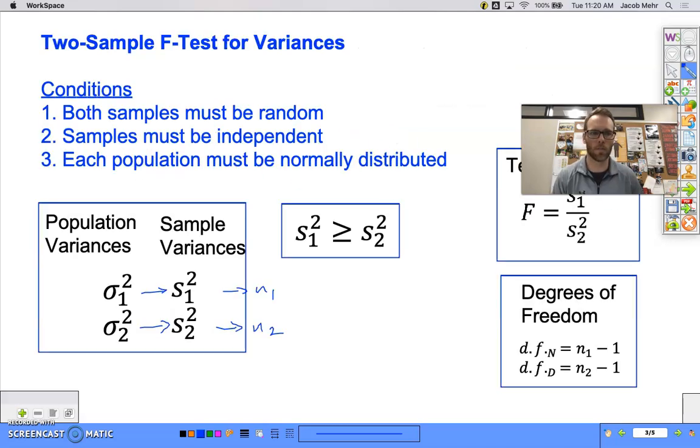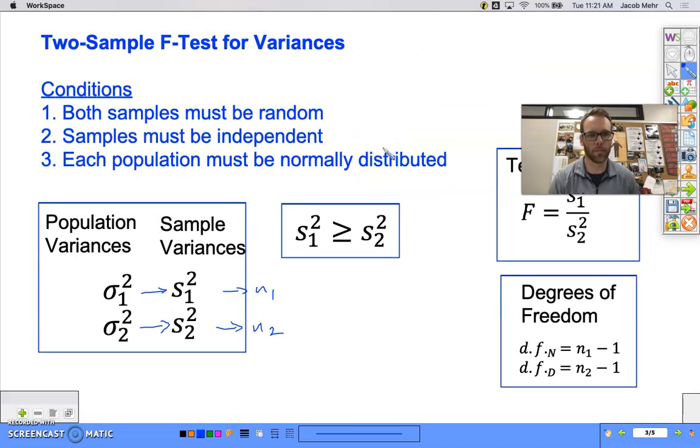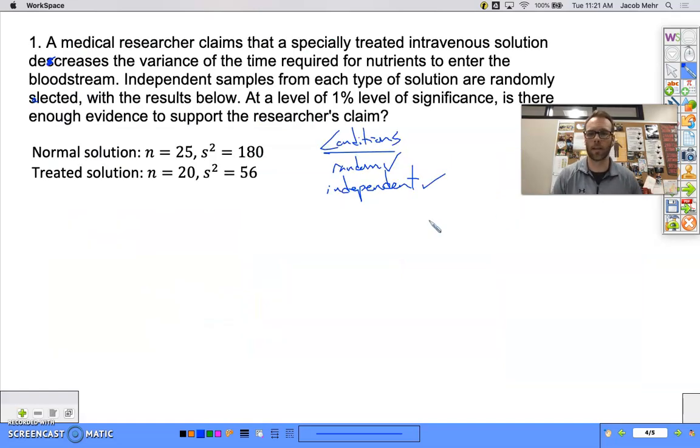Secondly, these samples must be independent. And it says the samples are independent. The outcome of one of the samples is not going to influence the impact of the other. And our third one, I don't see in here, right? So okay, we're missing this one. We don't know that the populations are actually normally distributed, that the old solution has a normal distribution, and that the new one has a normal distribution either. So if that's the case, we wouldn't be able to do this problem.